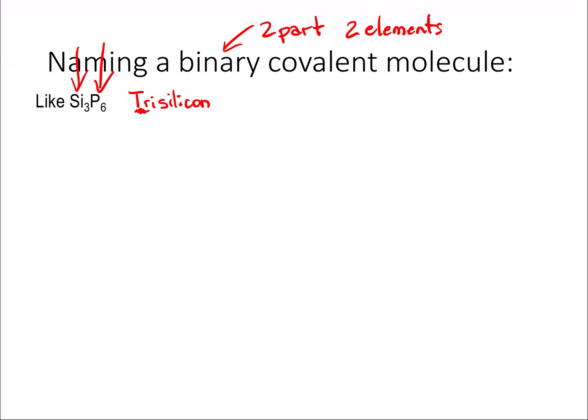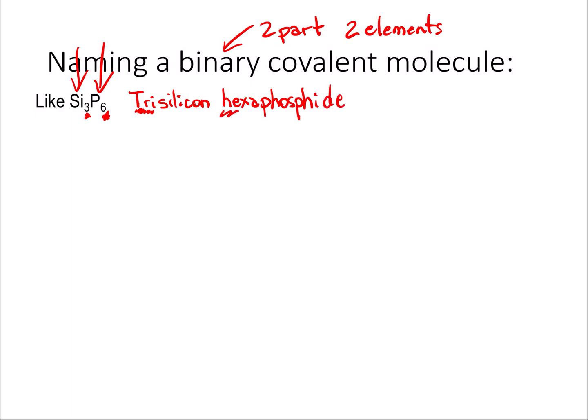Tri is a pretty easy one. These are those prefixes you've seen before, right? You've got mono, di, tri, tetra, penta, hexa, hepta, octa, nona, deca. Yeah, I know, it sounds like you're learning the metric system again. It's a lot like that. So I saw the 3 and I wrote down tri, silicon, and then I know the next element's going to be phosphorus, but because there's 6 of these lovelies here, I have to say hexa, and then I have to say phosphide.